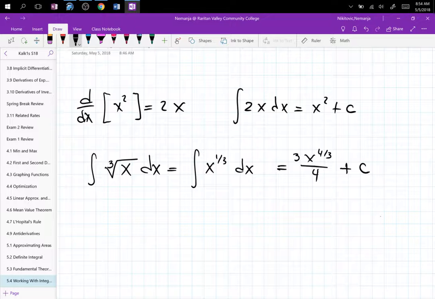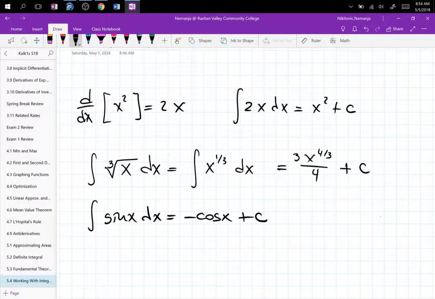So these guys were known as indefinite integrals. The integral of sine x dx is negative cosine x plus c. So all of these were known as indefinite integrals, and you would always put plus c at the end because it gives the family of these functions, and if you have an initial condition you can calculate the value for c.